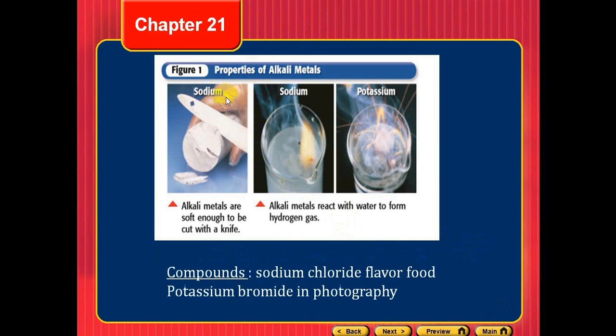Properties of alkali metals. Here we have the sodium. Alkali metals are soft enough to be cut with a knife. They are soft, they are like Play-Doh. You can cut them with a knife. They are very reactive with water, and when they react with water, they release hydrogen gas, as we see here in the figure. Compounds of alkali metals, such as sodium chloride. All of us have sodium chloride in our homes. Sodium chloride is table salt. We use it to flavor food, for seasoning food. Potassium bromide, they also use it in photography.